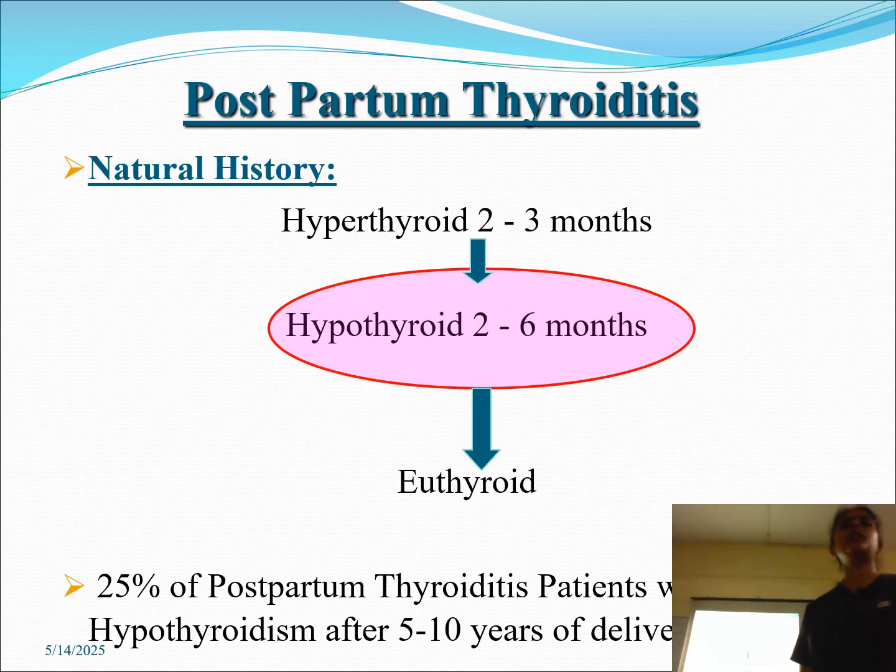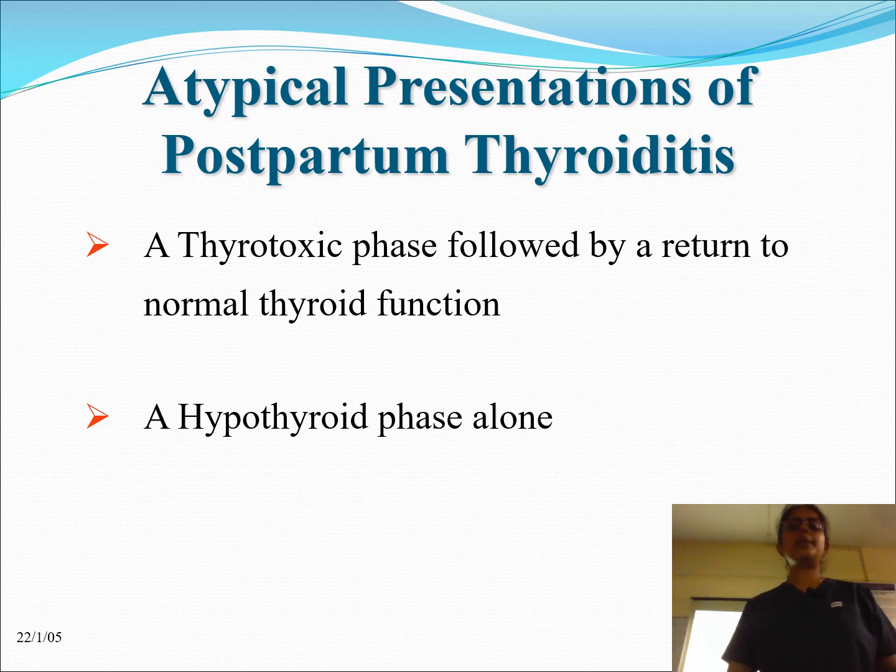In postpartum thyroiditis also, initially due to the inflammation, you see hyperthyroidism for 2 to 3 months, and then hypothyroidism, same as viral thyroiditis, and then euthyroidism. 25% of postpartum thyroiditis patients will develop hypothyroidism 5 to 10 years after delivery. What are the atypical presentations of postpartum thyroiditis? Initially a thyrotoxic phase followed by a return to normal thyroid phase, or you can see a hypothyroid phase alone.